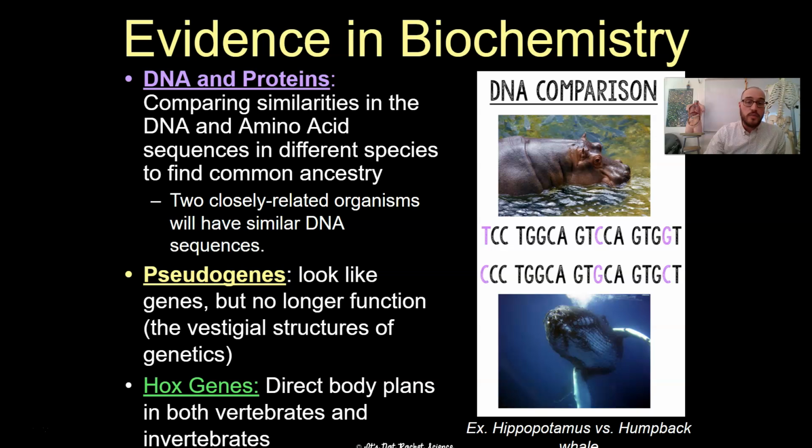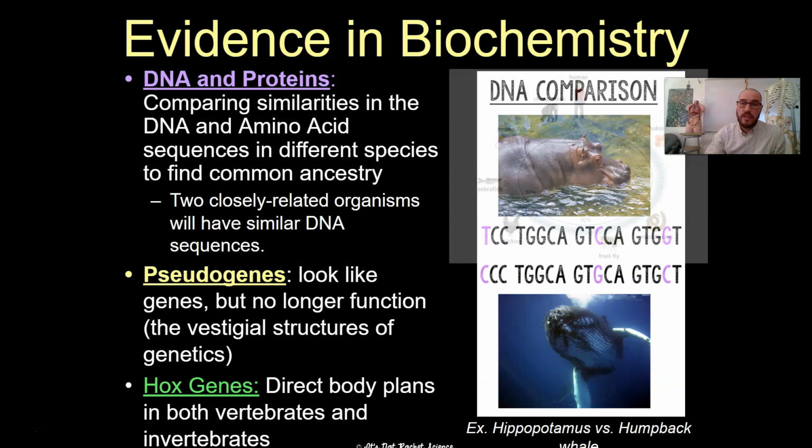And Hox genes, which direct body plans in both vertebrates and invertebrates. So that's even going back even further, and it's telling us, okay, the development of things from conception to birth is a very regulated process, and things that are totally different, like an ant or, I don't know, a sponge or whatever, are still using the same genes, maybe in a different way. All right? So we can look at how a hippopotamus and a humpback whale are related because maybe their biochemistry and their DNA sequences are very, very similar.